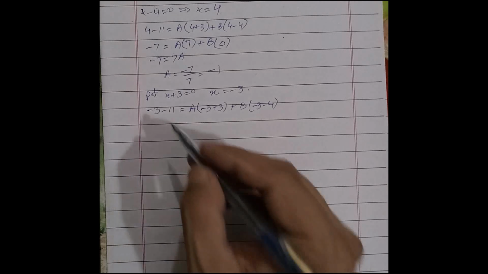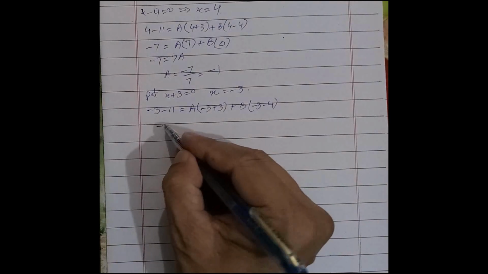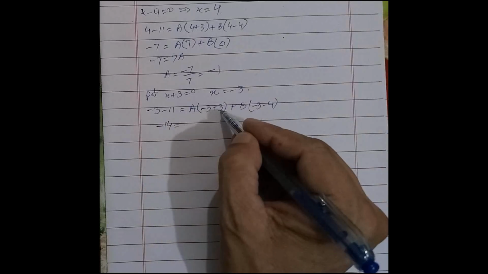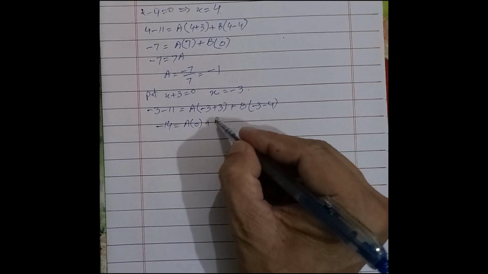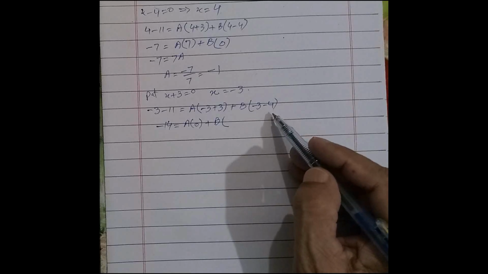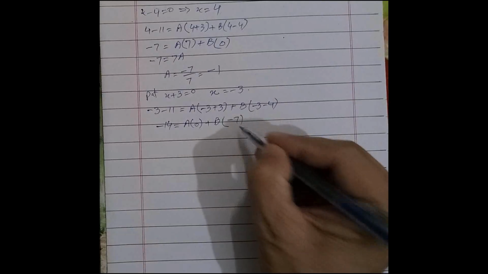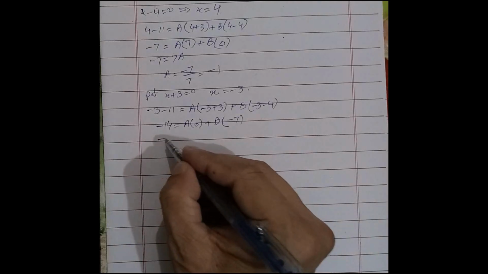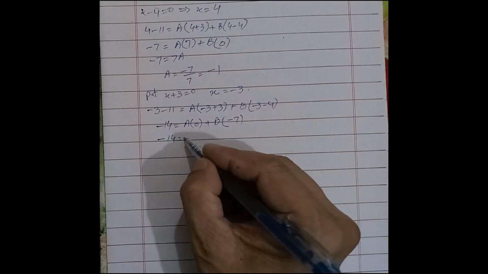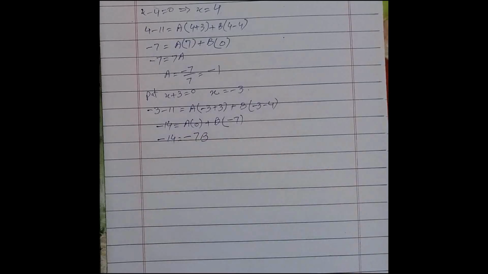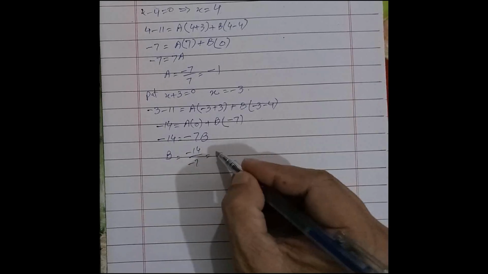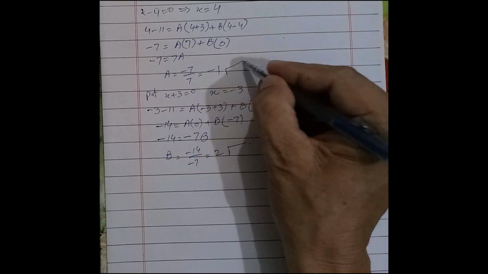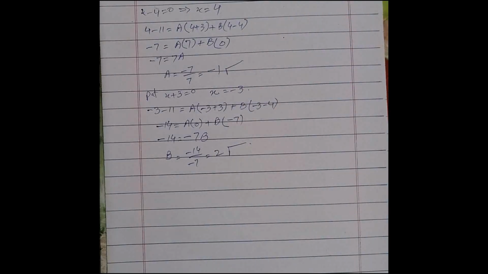Now simplify these values. Minus 3 minus 11 is equal to minus 14, is equal to a into minus 3 plus 3, which is 0. We get a into 0 plus b into minus 3 minus 4, which is minus 7. Now further we simplify it. Minus 14 is equal to minus 7b, and the value of b is equal to minus 14 over minus 7, which is equal to 2. This is the value of a, which is minus 1, and b is equal to 2.